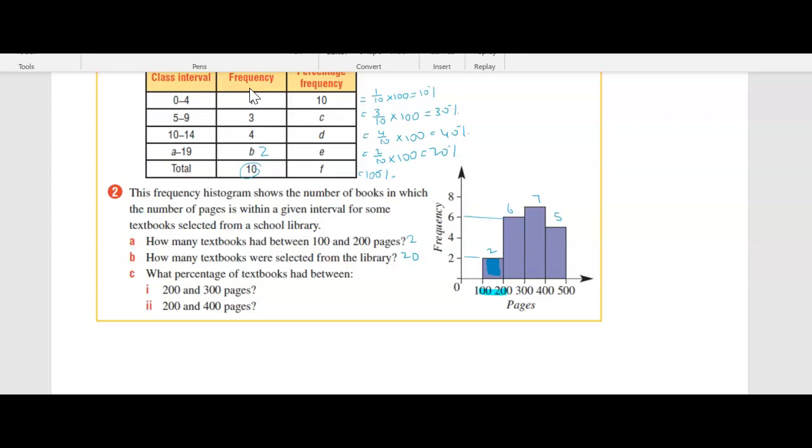What percentage of textbooks had between 200 and 300 pages? So there were 6 books, but if we're doing it as a percentage, 6 over 20 times 100, which is going to be 30%. And then 200 to 400 pages. So now we're looking at 2 intervals. So we're going to have to do 6 plus 7 over 20 times 100. So 6 plus 7 is 13. All right, so that's 65%.